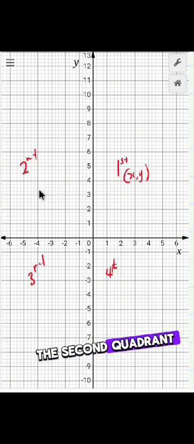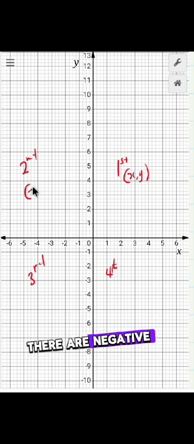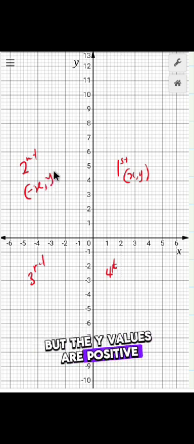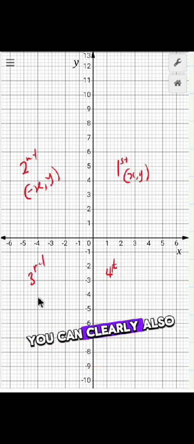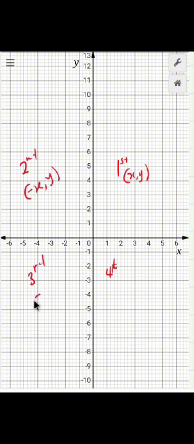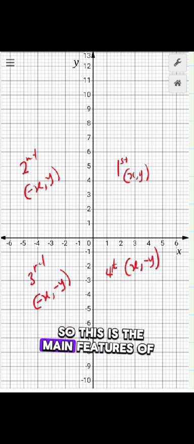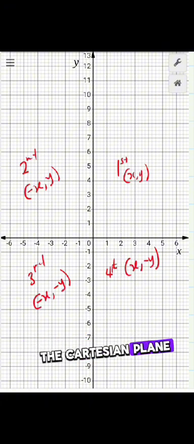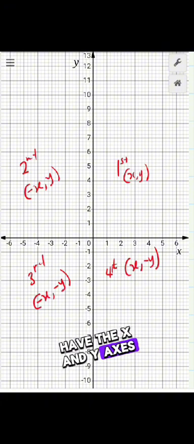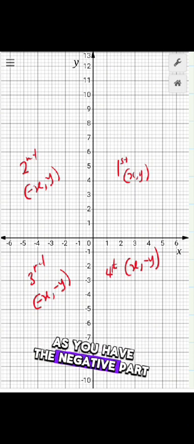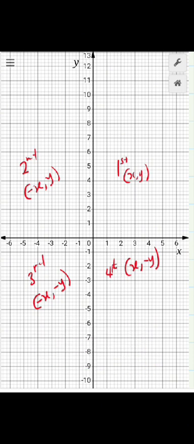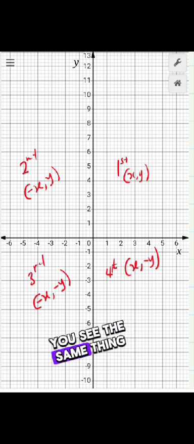In the second quadrant, the x values are negative, but the y values are positive. In the third quadrant, both x and y are negative. In the fourth quadrant, x is positive, but y is negative. So these are the main features of the Cartesian plane. On the x axis, you have the negative part and the positive part, and on the y axis, you do the same thing.